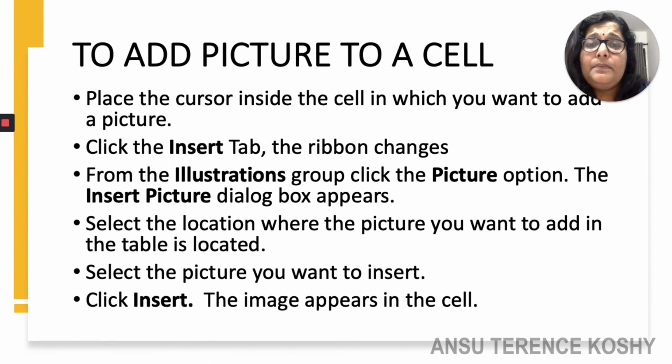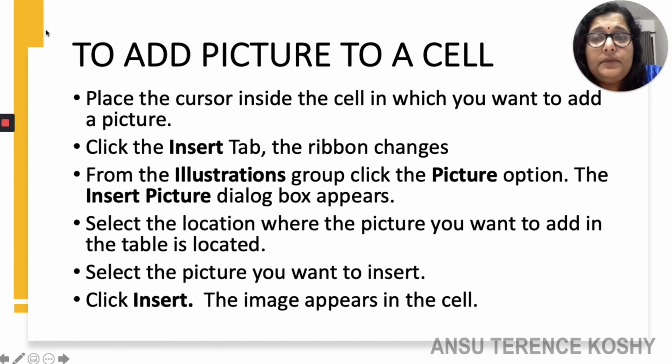To add a picture to a cell. We said we can basically add three things in a cell, right? You can add a picture, you can add a word, you can add a number. So the first thing that we have to do is learn how to add a picture to a cell. You have to first place the cursor inside the cell in which you want to add the picture. Then you have to click on the Insert tab. In the Insert tab, there is a group called the Illustrations group. In that, you have to click the Picture option.